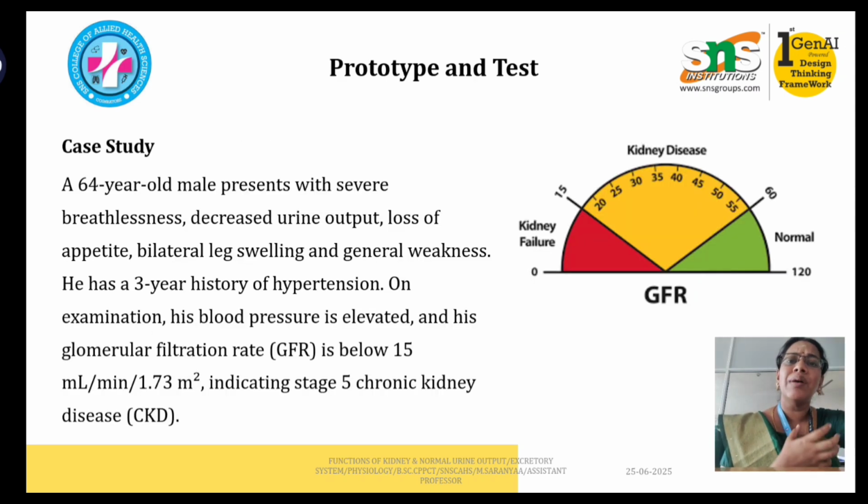To understand more about the kidney function, I am here to present a case study. A 64-year-old male patient has severe breathlessness, decreased urine output, loss of appetite, bilateral leg swelling and weakness. He has had hypertension for 3 years. On examination, his BP was elevated and his GFR is drastically reduced to 15 ml per minute per meter square, indicating that he is in kidney failure, a chronic stage of kidney failure. You can see in the image that a GFR of 0 to 5% indicates kidney failure, 20 to 55% indicates kidney disease, and more than 60 is considered normal.